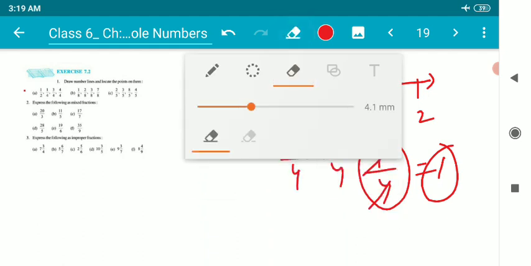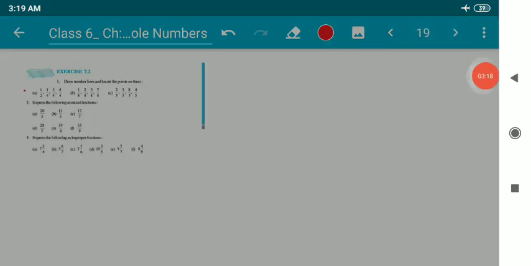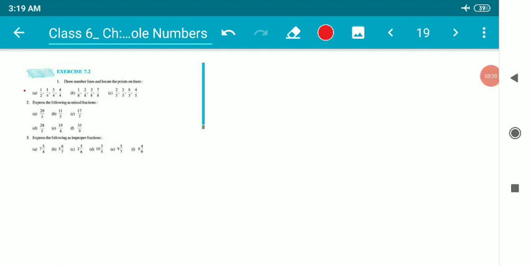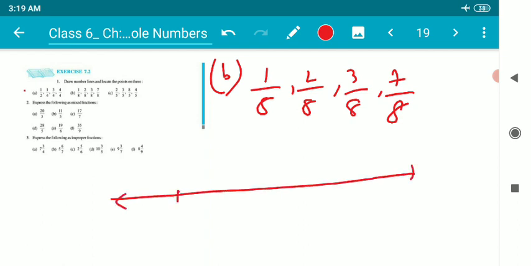Now the next question, number B. I want you to understand number B. It's really very simple. Number B is about expressing these proper fractions: 1 by 8, 2 by 8, 3 by 8, 7 by 8. Children, no matter what the denominators are, every proper fraction in the world comes between 0 and 1. So I'm going to draw a number line. This is 0, this is 1 and this is 2.